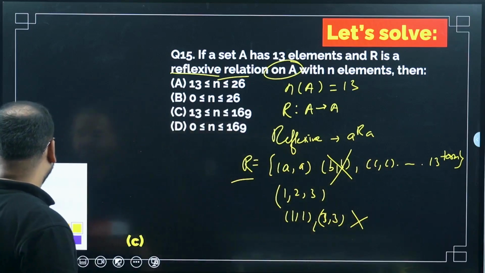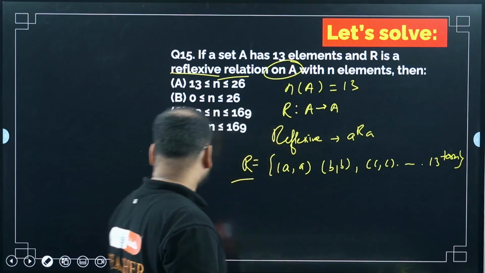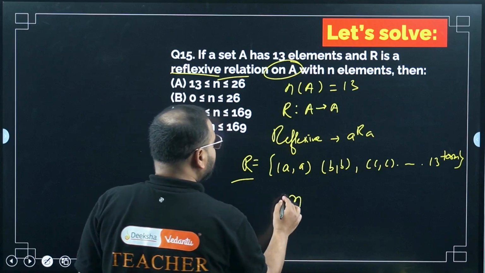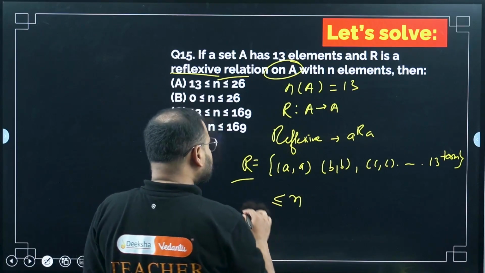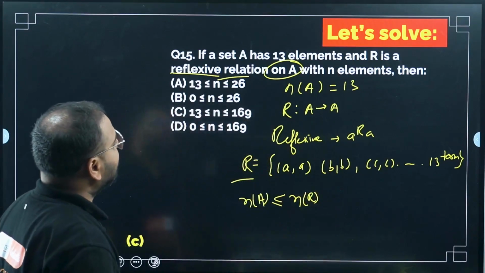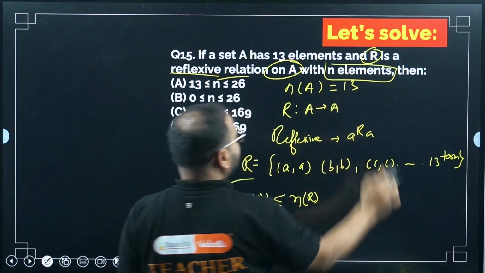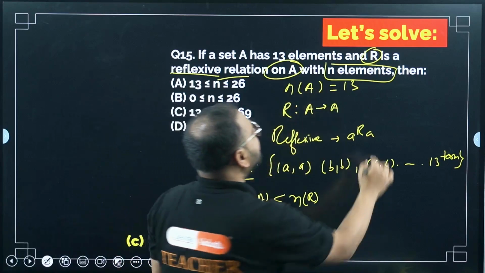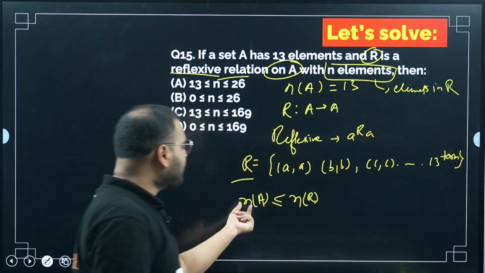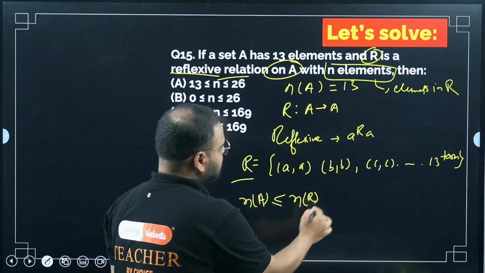So the minimum number of elements has to be 13. I hope you understand this. So this n will be at least as big as the number of A. Here n is the number of elements in the relation R. A relation R with n elements. So n of R has to be at least a minimum of n of A, which is 13. So this part is clear.